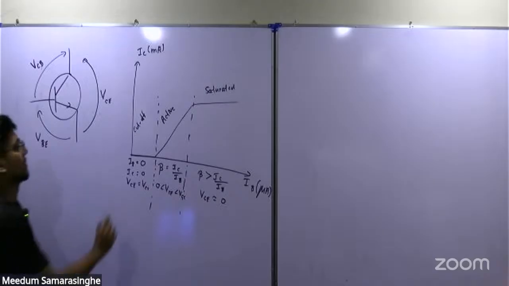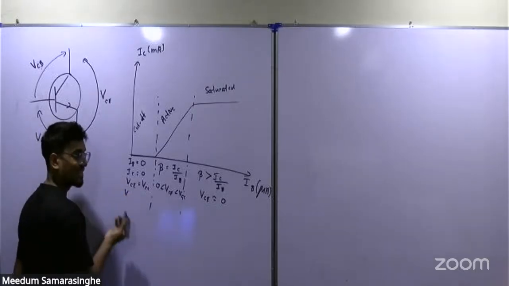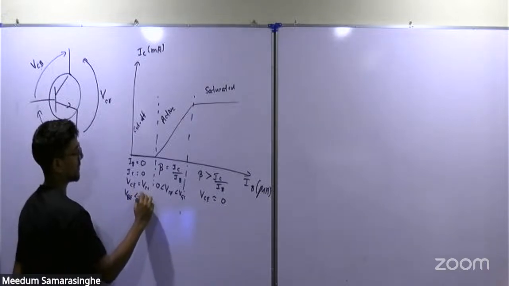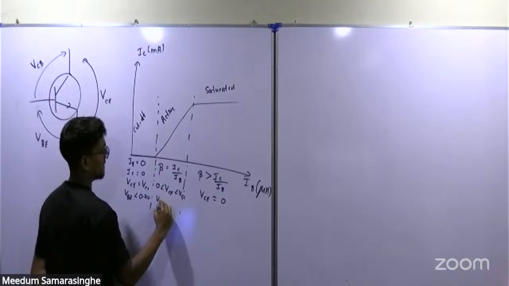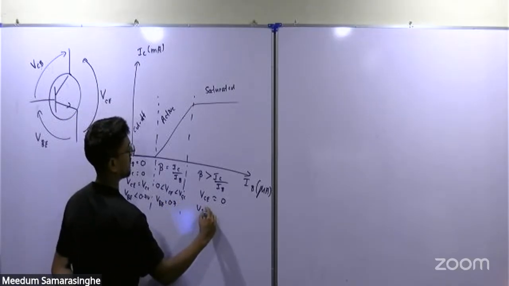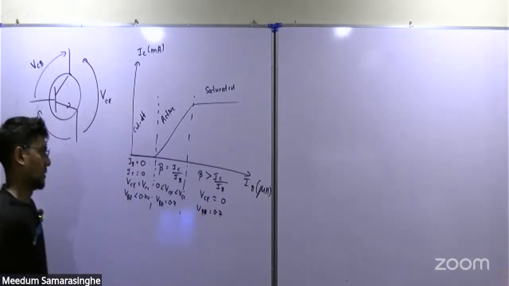In the cutoff region, if you are using a silicon transistor, let's say, VBE is lesser than 0.7 volt. Here, VBE is 0.7 volt. Here also VBE is equal to 0.7 volt, right? Base emitter.